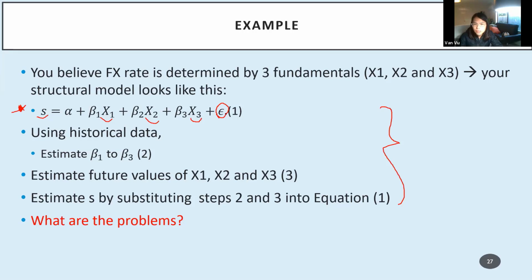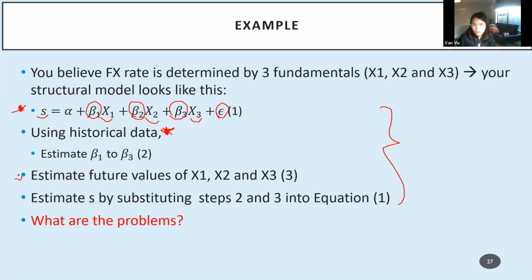Now, the second problem that I can think of in terms of using the fundamental approach is that when I estimate the coefficients of this regression, I need to use historical data, right? If I use historical data, it might be correct in the past, but it might not be correct in the future, okay? For example, the world economy looks very, very different from 12 months ago relative to now, right? So using the historical data to predict the future might not be very accurate.